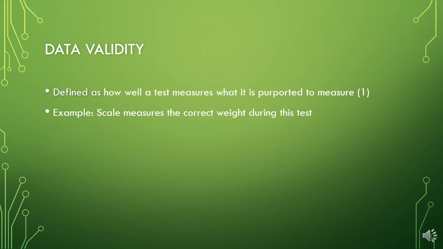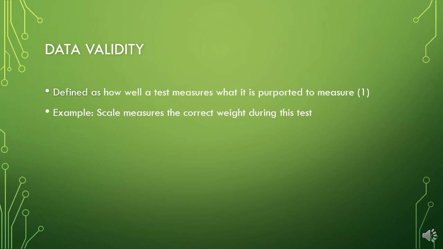Second, data validity is different than data reliability because it measures how well a test measures what it's supposed to measure. For example, with the scale again, this asks the question, does the scale actually measure the correct weight during the test? Reliability asks, does the scale measure the same weight each day? But if the scale is off by 5 pounds or 10 pounds, it's going to measure the same weight each day, but it's not the correct weight. So validity asks about the test itself: does it measure what it's supposed to measure accurately, not does it measure the same weight each time?